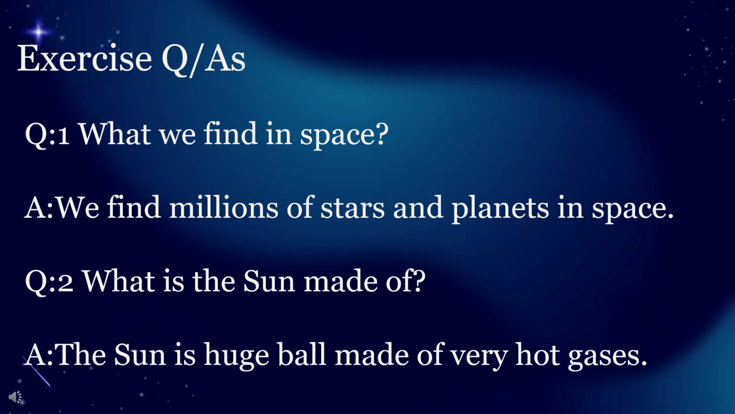Question 2. What is the sun made of? Answer. The sun is a huge ball made of very hot gases. It is so hot that it provides heat and light to our entire solar system from millions of miles away.